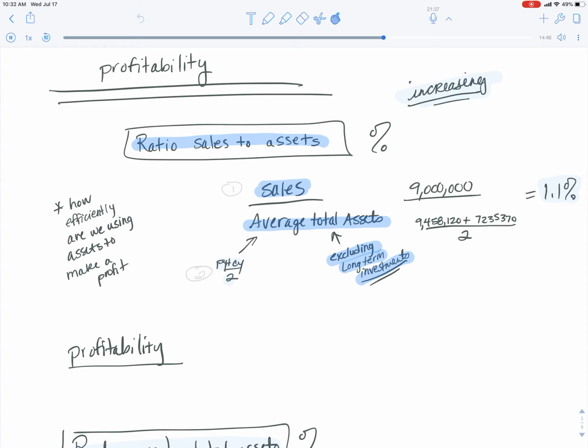We don't want the money that we make on our long-term investments to be included in this analysis. So the first thing that you need to do is put your sales in the numerator. The second thing is to add up your total assets that don't include long-term investments. Divide that by 2 to get your average. And your answer will be a percentage. Okay, and we like this to be increasing in a trend.